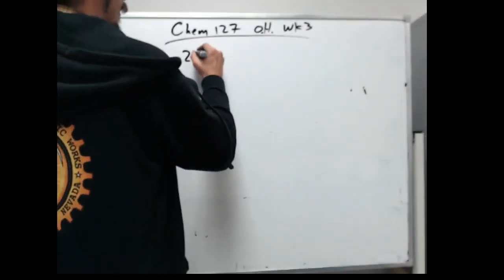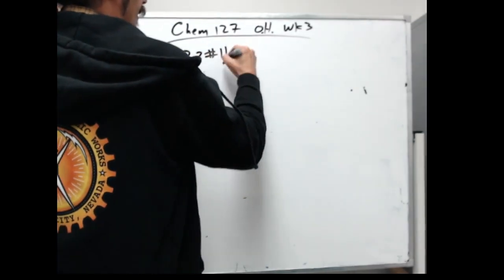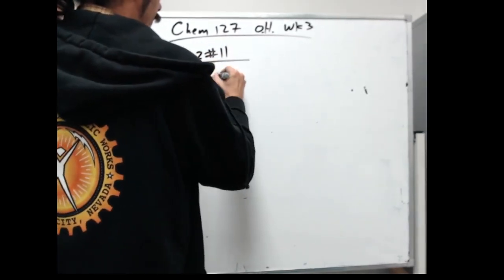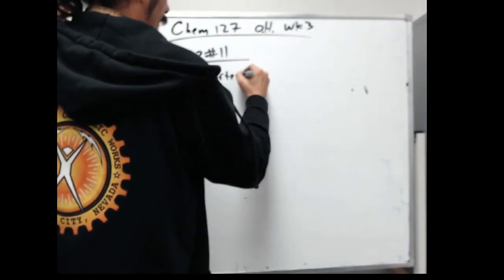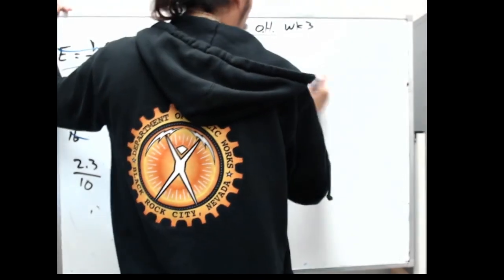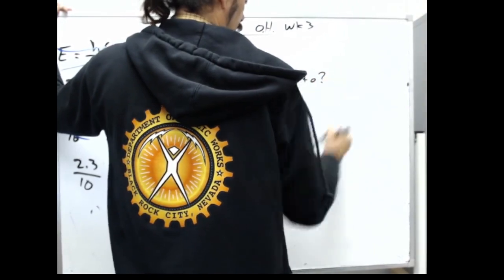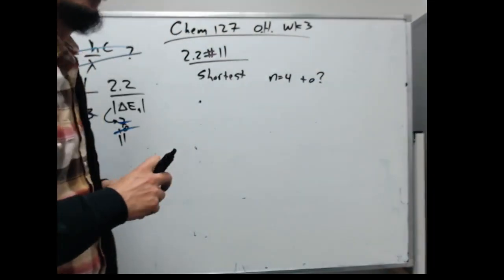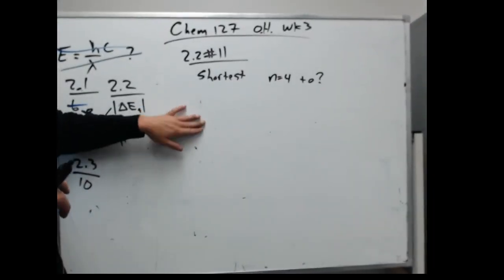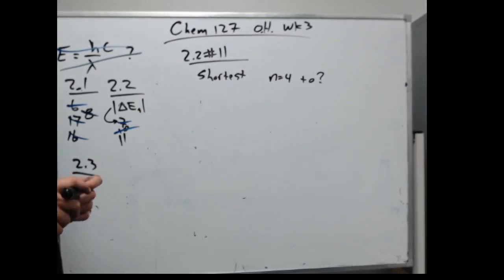Yeah, it's calculate the shortest wavelength in nanometers emitted by an electron in a hydrogen atom undergoing a transition from the n = 4 level. Okay. Key terms that let us know it's the Rydberg equation: shortest wavelength, hydrogen, emission, all of those things.